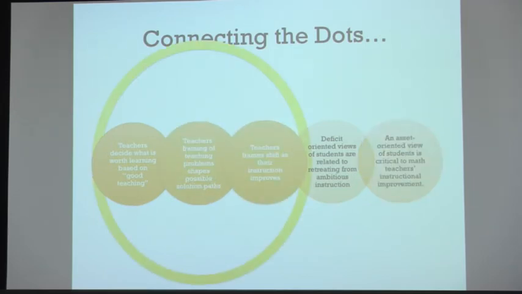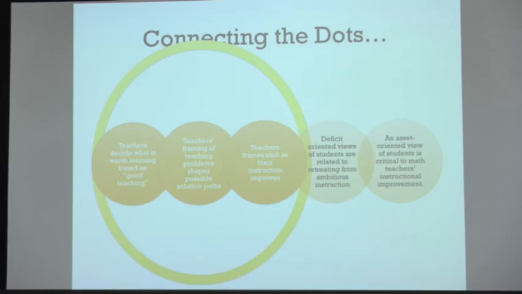Just to mix it up a little, let me take these three. Teachers decide what is worth learning based on what they think good teaching is. Teachers' framing of teaching problems shapes the possible solution paths. And teachers' frames shift as their instruction improves, especially around struggling students. So I'm starting to get better. I'm starting to see that I can actually make a difference in keeping kids with me in my instruction. Wow, my ideas about what good teaching is are changing.